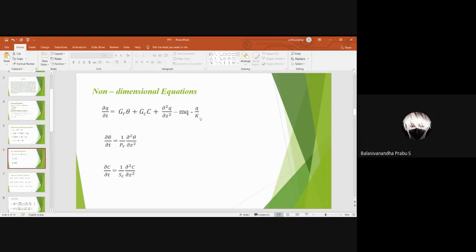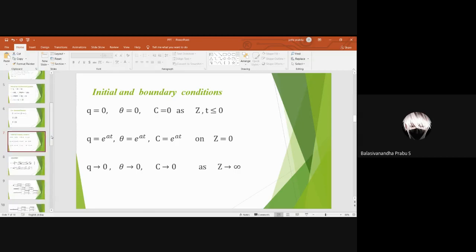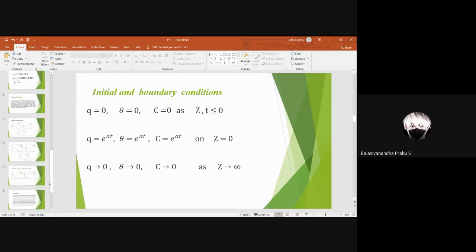A suggestion: when you are presenting the boundary condition, it is better to represent it pictorially and then mention the boundary condition on the picture. That would give, I think, a good impression. Along with the mathematical expressions, you can also put pictorial boundary conditions.